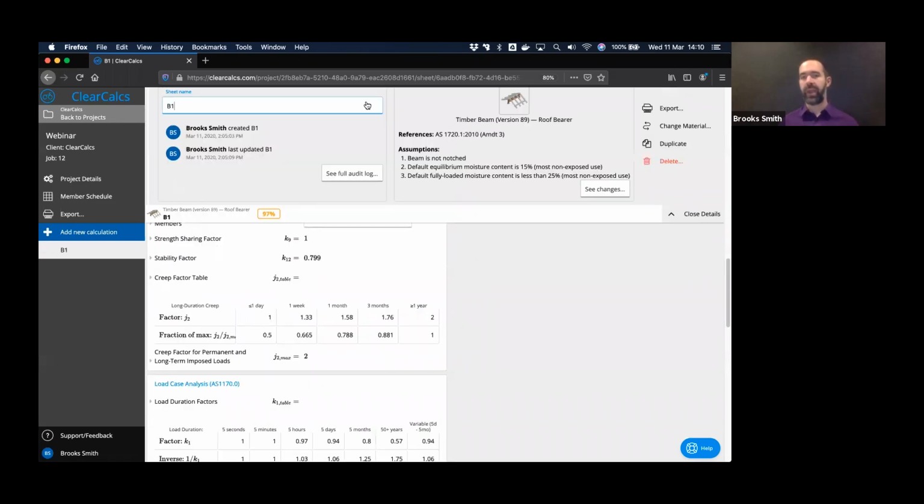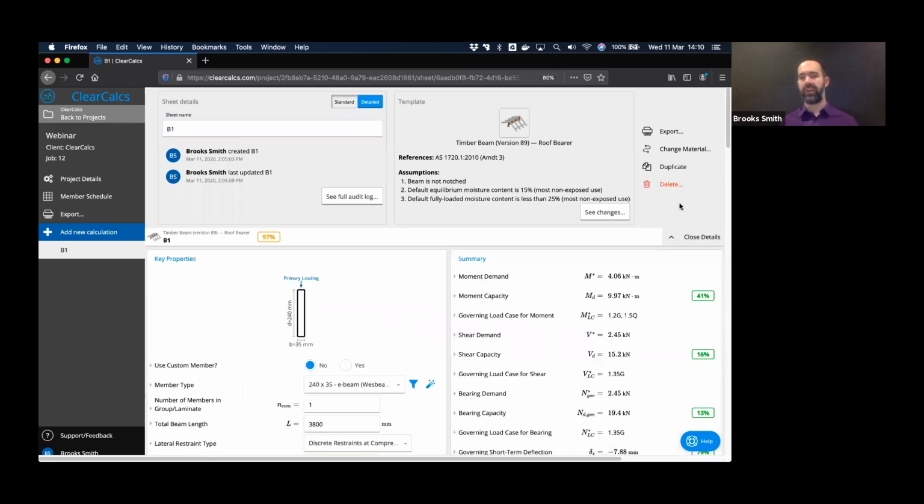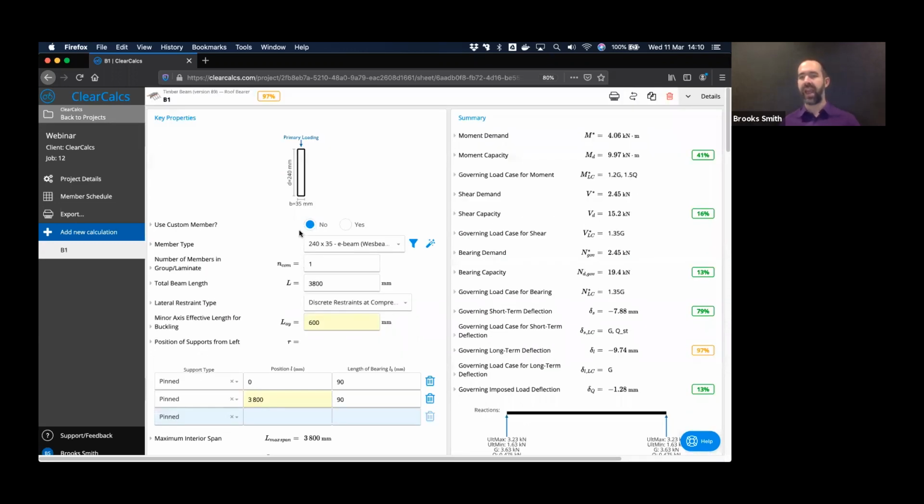You can also expand out and look at the detailed calculations and see every step of the way in here. So we can see, for example, what all the governing load cases are that we've found to be controlling for each of these. So as is common, the moment is governed by 1.2G plus 1.5Q. That's the most common thing that's going to govern.